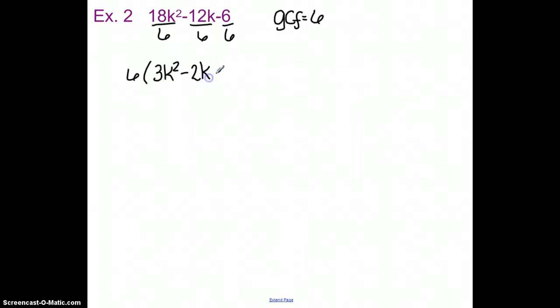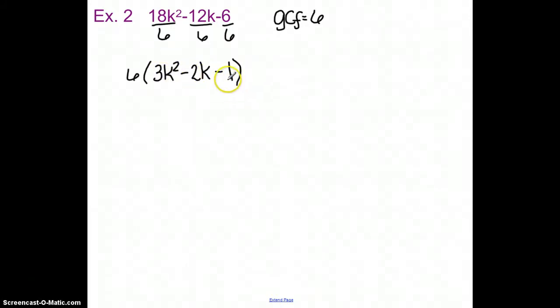Okay, on this problem I have 18k squared minus 12k minus 6. And if I look at those, I can already tell that it has a greatest common factor of 6. So I'm going to go through and do what we did early in chapter 6 and actually pull that 6 out. So 18 divided by 6 is 3. 12 divided by 6 is 2. And 6 divided by 6 is 1.